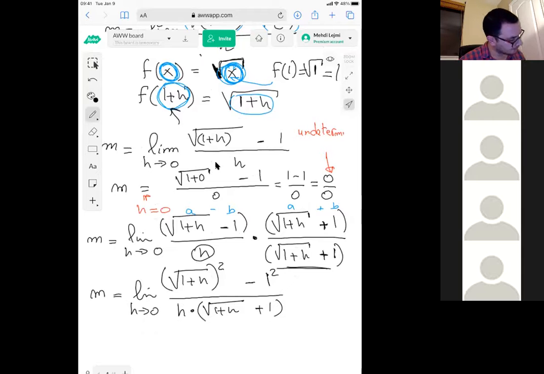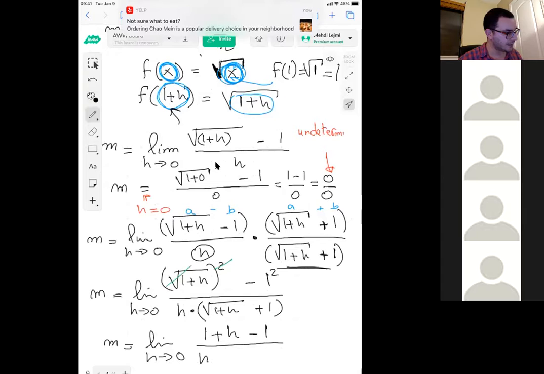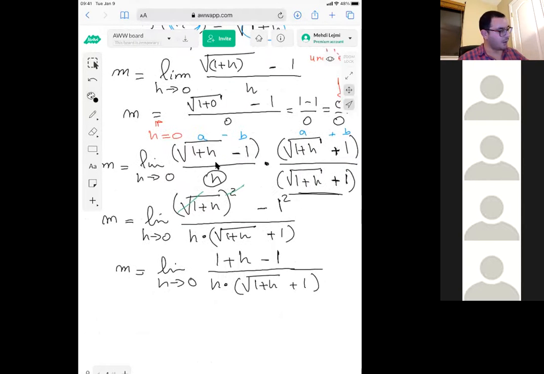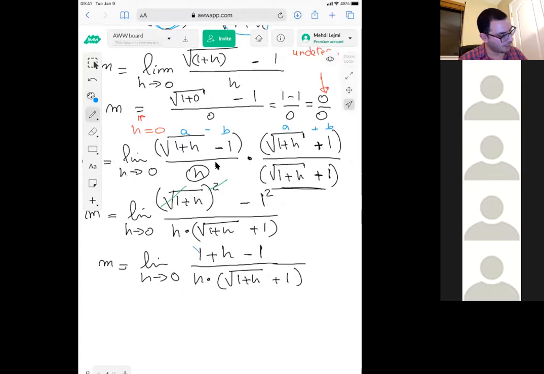So now I can get rid of the square root. You see, this square root cancels out with this square. So now my limit as h goes to 0 is 1 plus h minus 1 squared, so minus 1, over the same stuff, h times the square root of 1 plus h plus 1. All right, and so the 1 minus 1 cancel out. So here, 1 minus 1 cancel out, right?